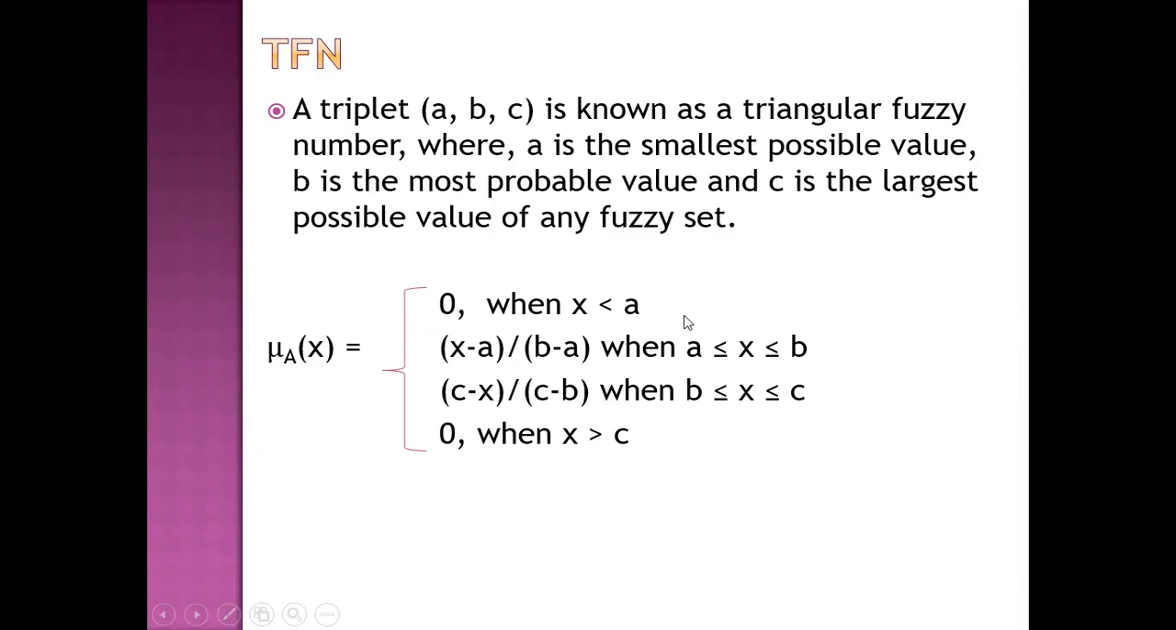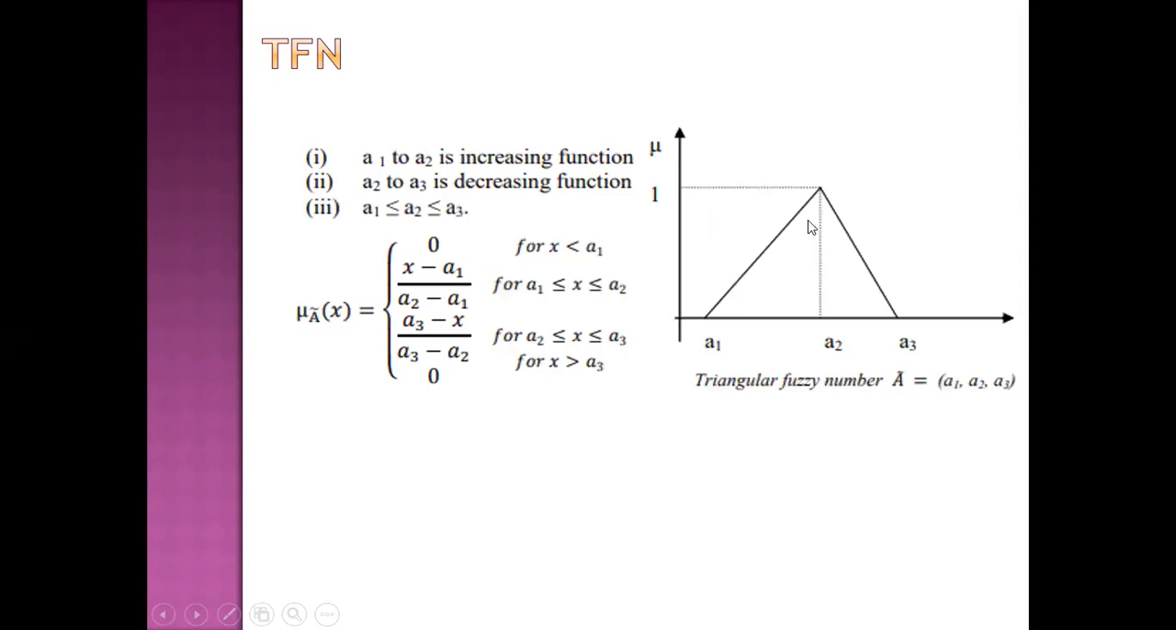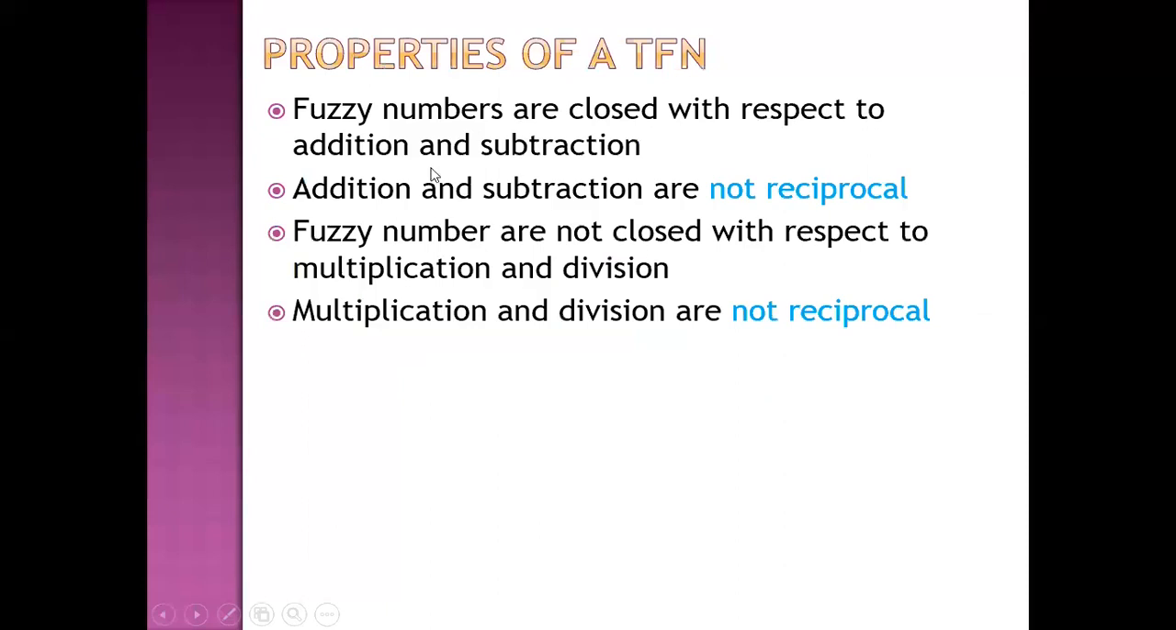This will be clear in the diagram. So this is our diagram. This is the membership function. So in this interval, the membership function is increasing, and in this interval, the membership function is decreasing. And this is the height, that is the maximum of the membership function. So since it is like a triangle, it is known as a triangular fuzzy number.